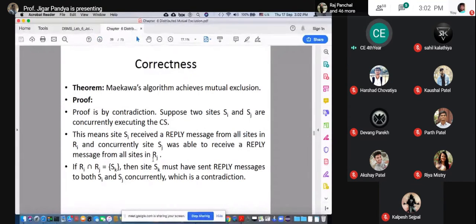And this works. This is the correctness proof, and again it is proved by contradiction. So suppose two sites concurrently execute the critical section. If that is happening, what will happen? If both are executing the critical section, what might have happened? Both would have received a reply message from all their quorum members. Yes or no?